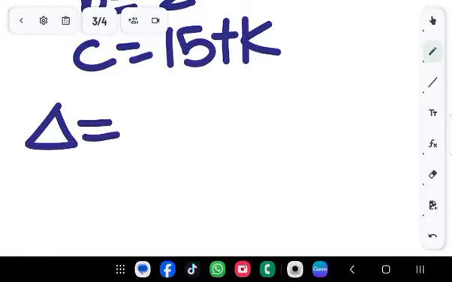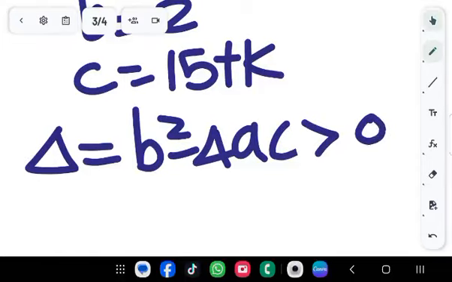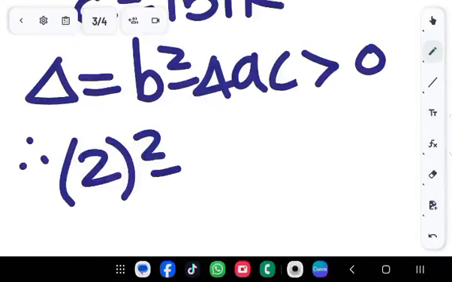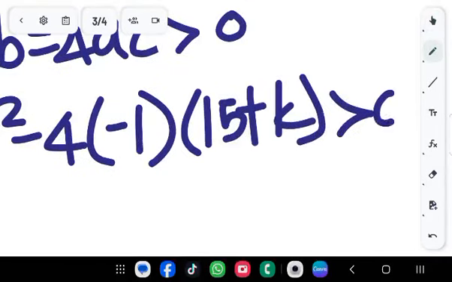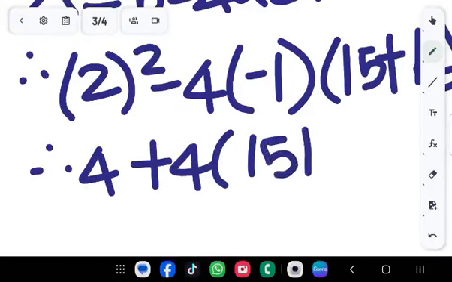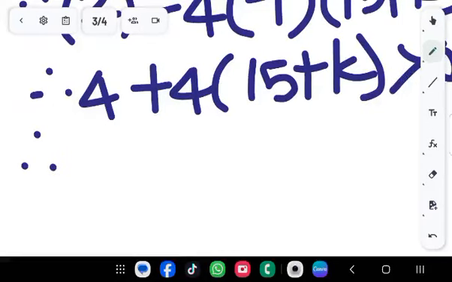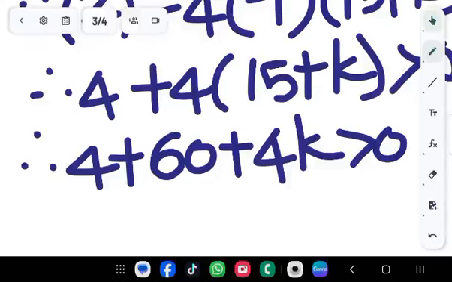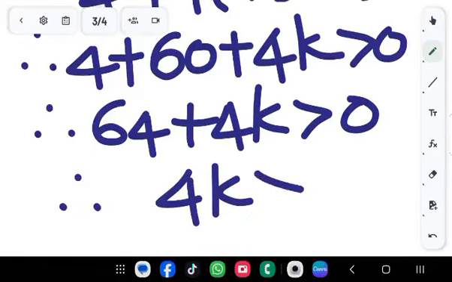Delta, which is equals to b squared minus 4ac, will be greater than 0. Therefore, b is 2, so that will be 2 squared minus 4, a is -1 and c is 15 plus k. This will be greater than 0. That's 4 plus 4 in bracket 15 plus k, greater than 0. Let's solve this inequality. Therefore, 4 plus 15 times 4, that is 60, plus 4k, will be greater than 0 when 64 plus 4k.